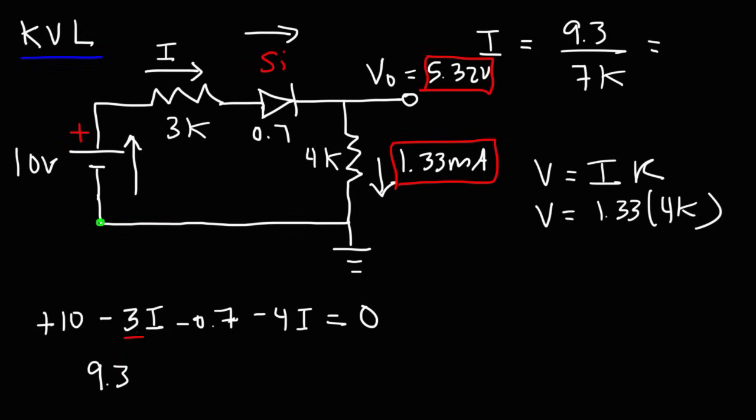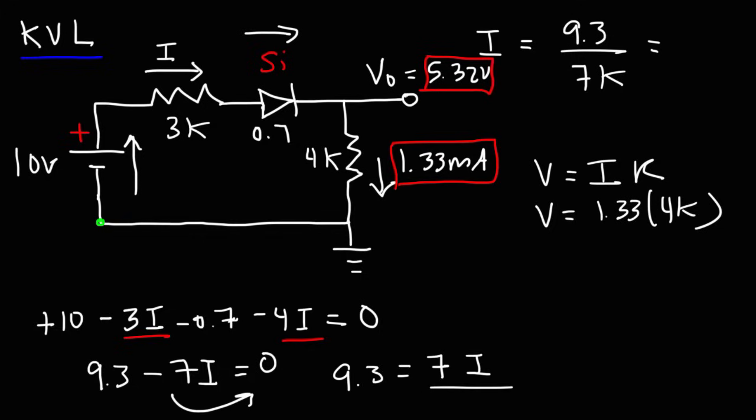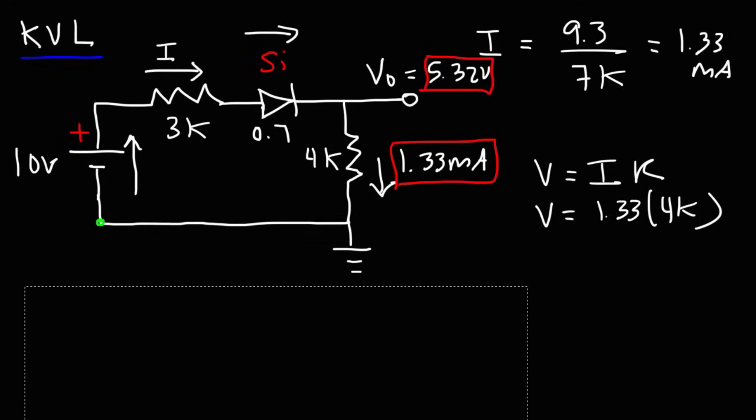And then if we add like terms, this is going to be negative 7I, and that is equal to 0. Moving this to the other side, we have 9.3 is equal to 7I. Dividing both sides by 7, you can see we're going to get the same answer. 9.3 over 7, that's going to be 1.33 milliamps. Now once you have the current, you could just use this formula to get the voltage of 5.32. So that's how you could show your work in getting the current for this particular circuit.